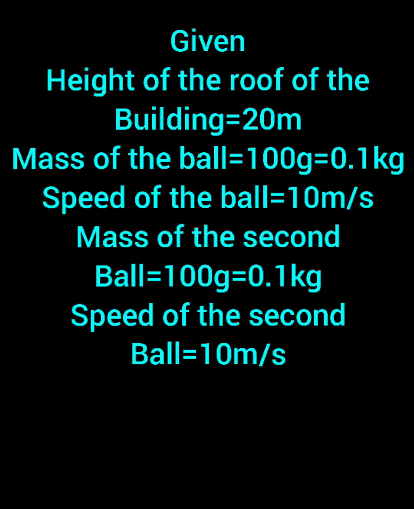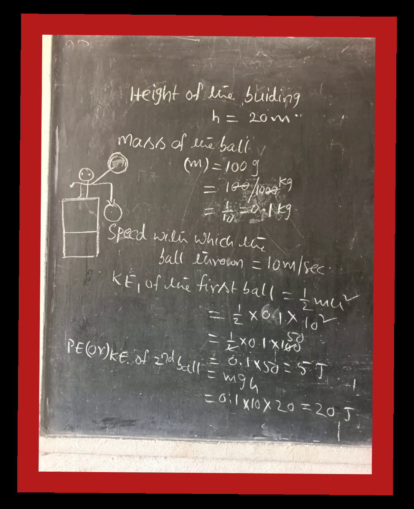Mass of the ball is given to be 100 grams. What is the speed of the ball? 10 meters per second. It is also given that mass and speed of the second ball are also the same. h1 equals 20 meters. m1 equals 100 grams. v1 equals 10 meter per second. m2 equals 100 grams. v2 equals 10 meter per second. Kinetic energy of the first ball equals 1 by 2 m1 v1 square equals 1 by 2 into 0.1 into 10 into 10 equals 5 joules.